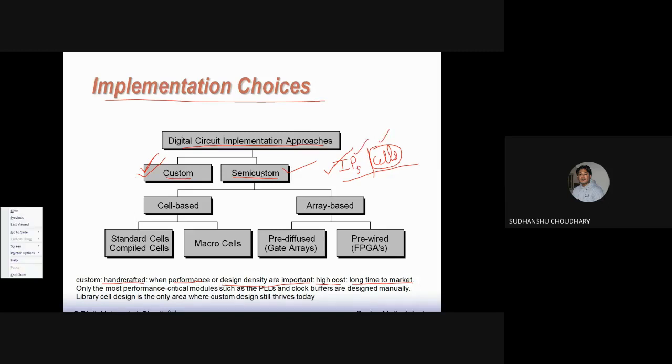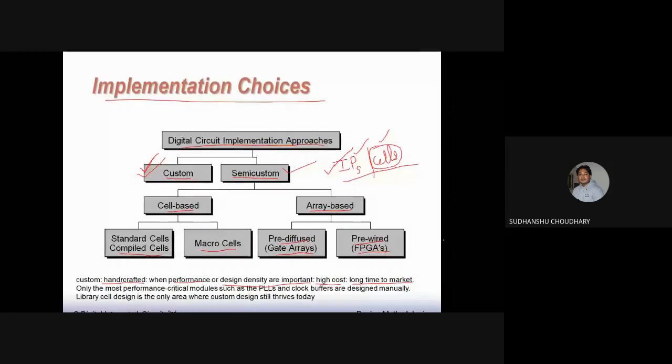Now this semi-custom approach is again divided into two approaches. That is, one is cell-based and the other is array-based. Cell-based is divided into two approaches: standard cells or compiled cells, and macro cells. And array-based is again divided into two. That is, one is pre-diffuse or gate arrays, and the other one is pre-wired or FPGAs, right? So let us talk about all these in a little bit of detail.